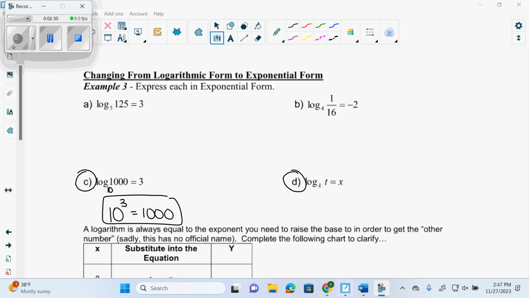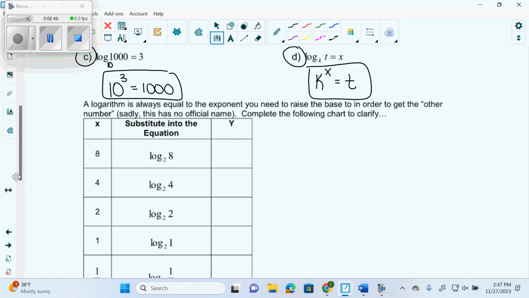You do D. Okay, we're not solving anything. What's the base of my log? K. What's going to be its exponent? X. And what's it going to equal? T. And then we box it because we're proud of it. Okay. We also learned this already, so this is all just repeat.